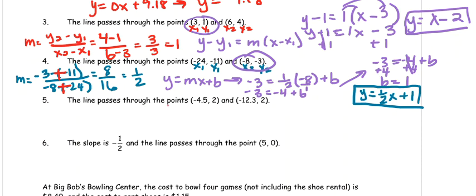The line that passes through points (-4, 2) and (5, 2). So I'm going to pause the video here. I'm going to let you try this. I know it has decimals, but you're fine with decimals. You can do it. So pause it.